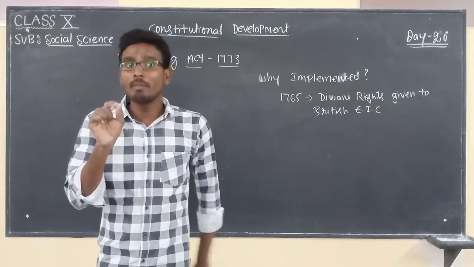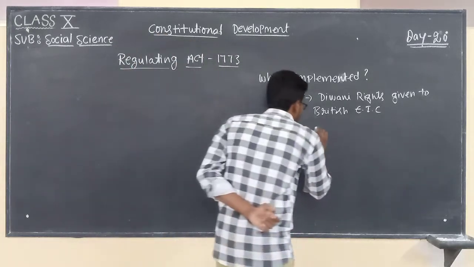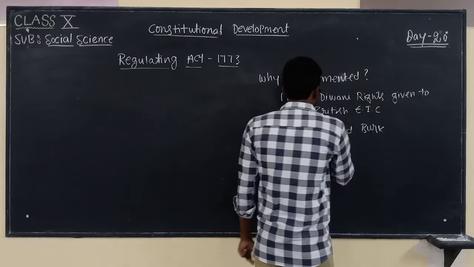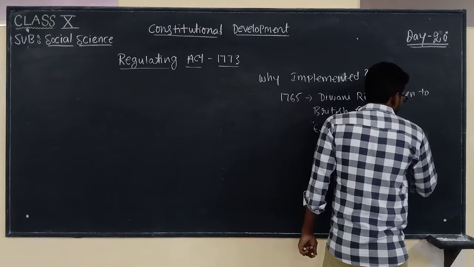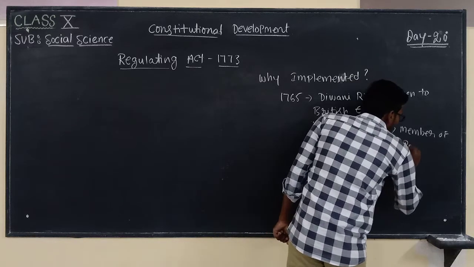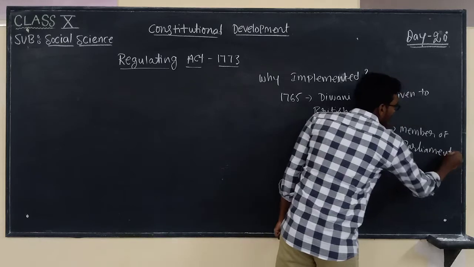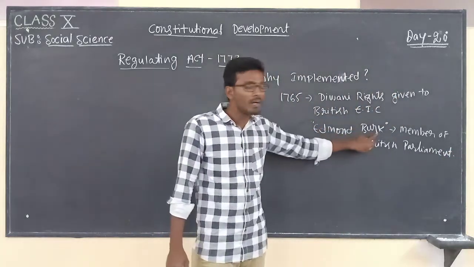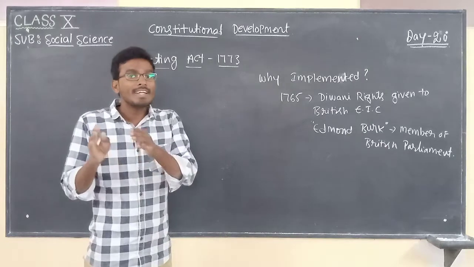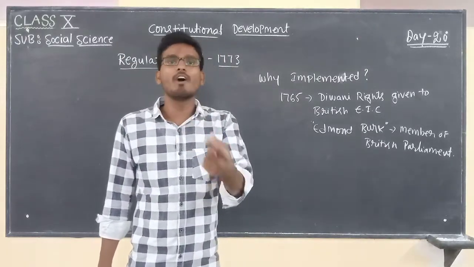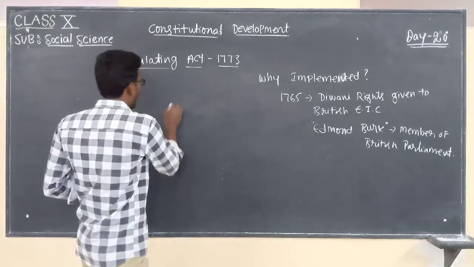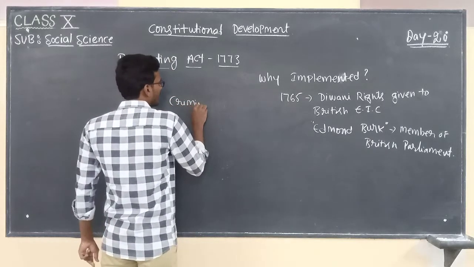That is the reason why one of the important British officials, Edmund Burke, a member of the British Parliament, criticized the tax collected by the British government from the East India Company. That is like a criminal tax.